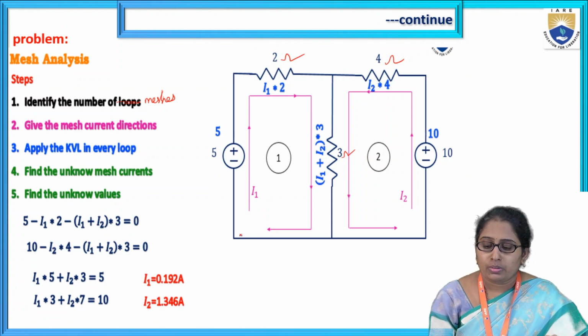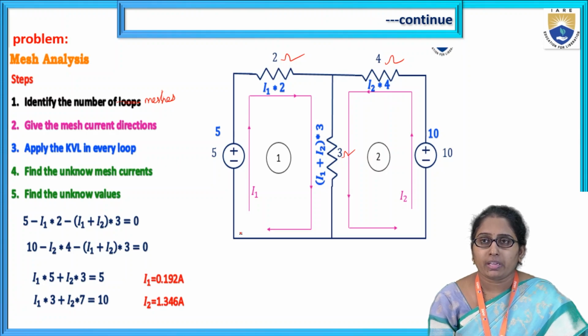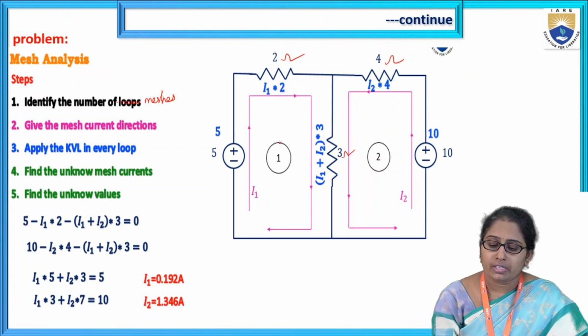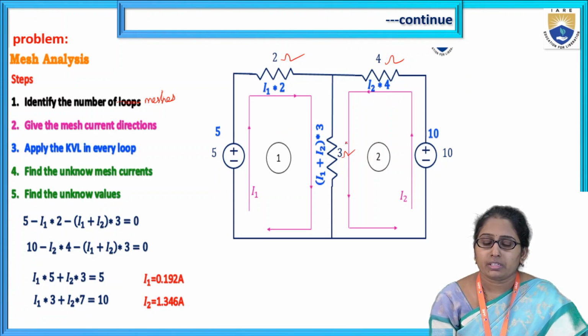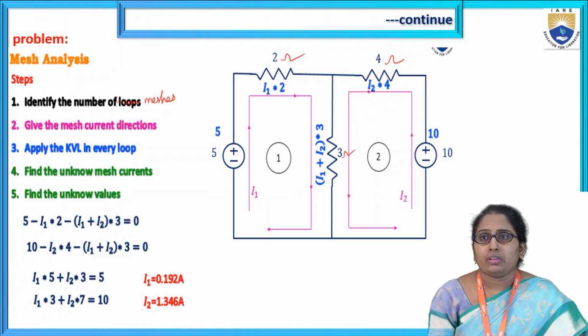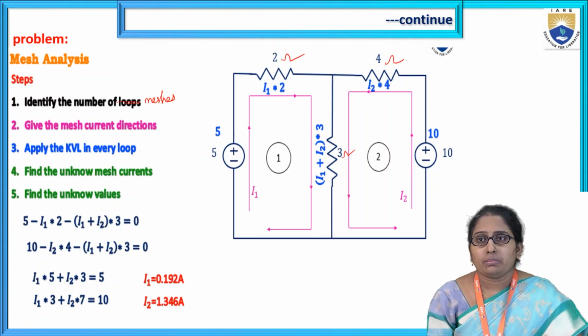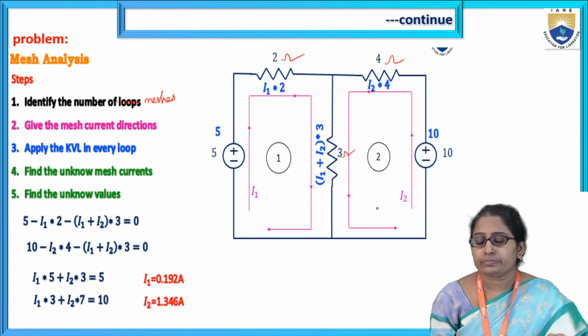So this is a circuit. Here we identify that the number of meshes is 2. It is already shown: you can see mesh 1 and mesh 2. This is one mesh, and the next one beside it is mesh 2. It is a simple circuit, so directly we can say there are only 2 meshes. Accordingly, 2 meshes means 2 mesh currents, I1 and I2.